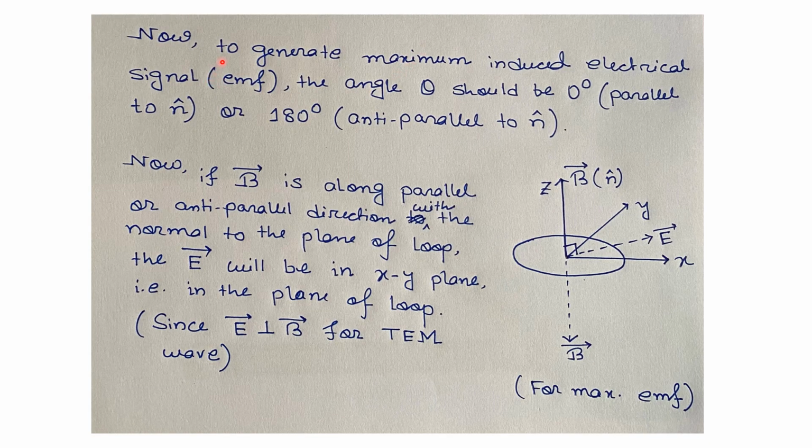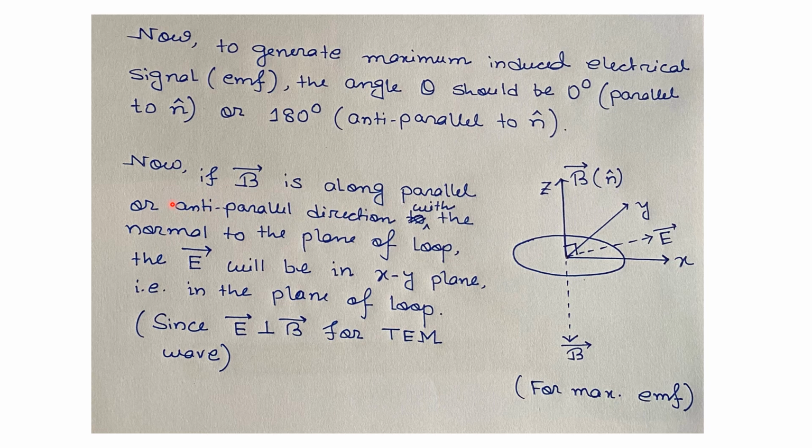Now if we look at the expression for the induced EMF generated by the EM wave on a loop, we can see that to generate the maximum induced electrical signal, that is EMF, the angle theta should be 0 degrees, that means the magnetic field should be parallel to the n cap, or 180 degrees, that is the magnetic field is anti-parallel to the n cap, so that the magnitude of the induced EMF will be maximized. Then in that case cos theta will be either 1 or minus 1.